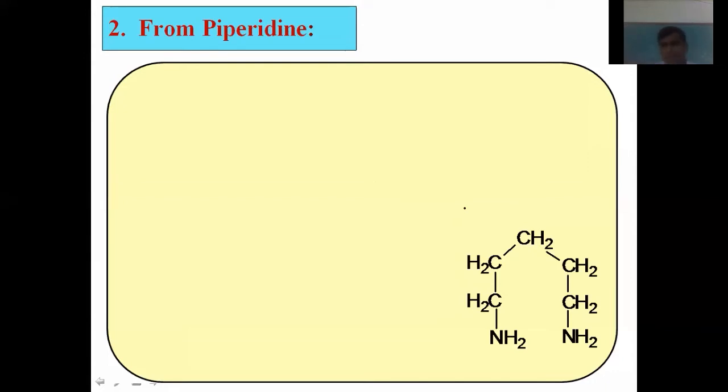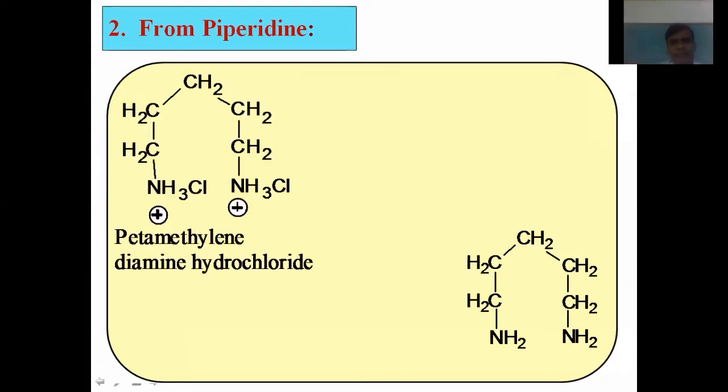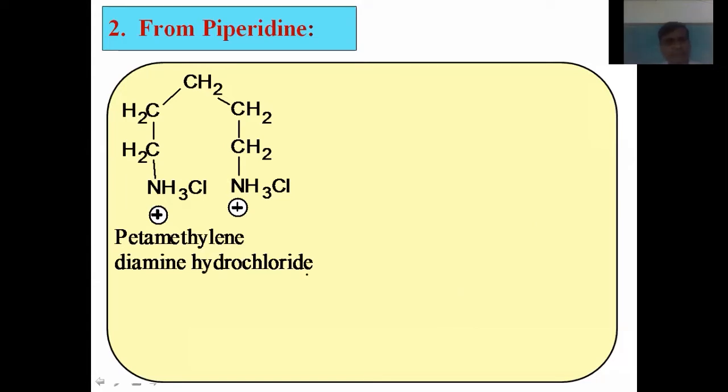Now suppose that pentamethylene diamine is treated with HCl. What should be the product? We know that it is a base; an NH2 group means it is a base. When it is treated with an acid, with HCl, there is formation of a salt. We get the corresponding salt, and this is nothing but pentamethylene diamine hydrochloride. Okay, this is our starting material.